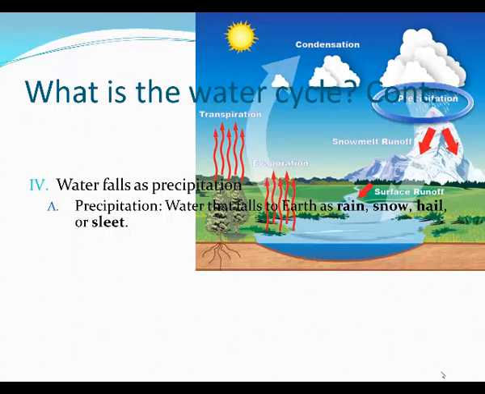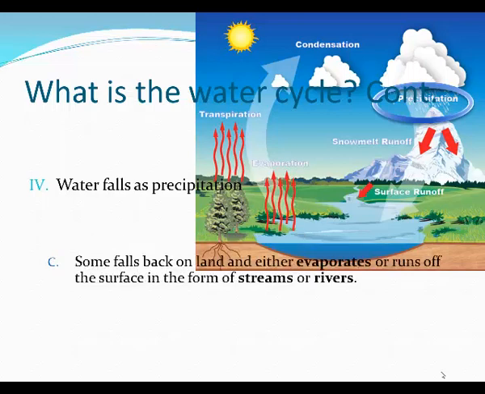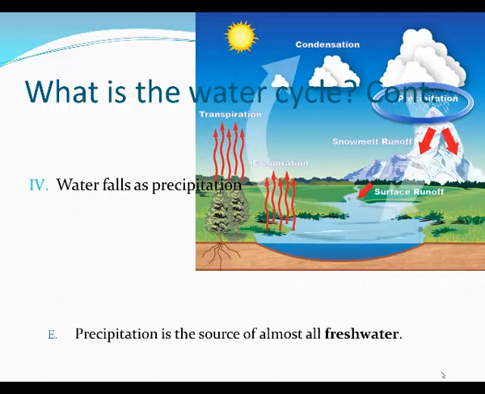So water that falls to Earth as rain, snow, hail, or sleet is called precipitation. Most precipitation falls back into the oceans, mostly because the majority of our surface is covered with oceans. Some falls back on land and either evaporates or it runs off the surface in the form of streams or rivers. Most of the water that falls on land seeps into the ground and it produces groundwater. Precipitation is the source of almost all fresh water.